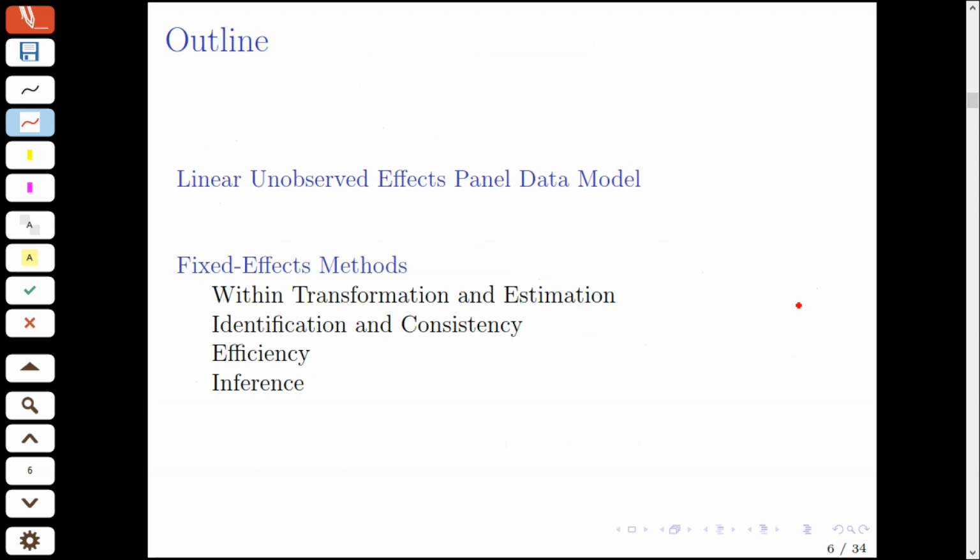Now, the outline for the rest of this video goes as follows. We'll introduce the linear unobserved effects panel data model, and then we'll move on to talking about the fixed effect method of estimation for this model. That involves a discussion of the within transformation leading to the fixed effect estimator, and then we'll talk about various conditions leading to both identification and consistency, as well as a discussion of efficiency and methods for estimating the relevant variance matrix, thus allowing us to do some sort of inference.